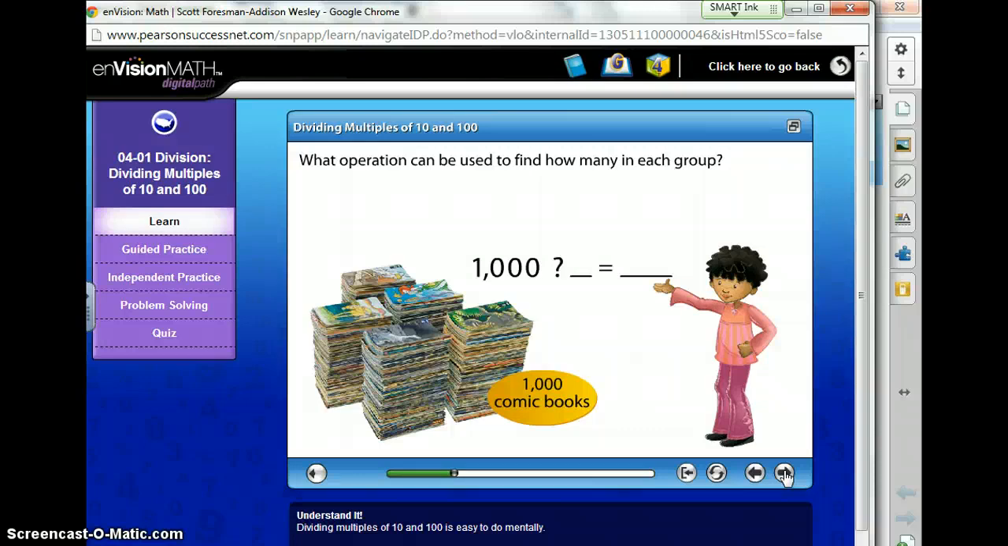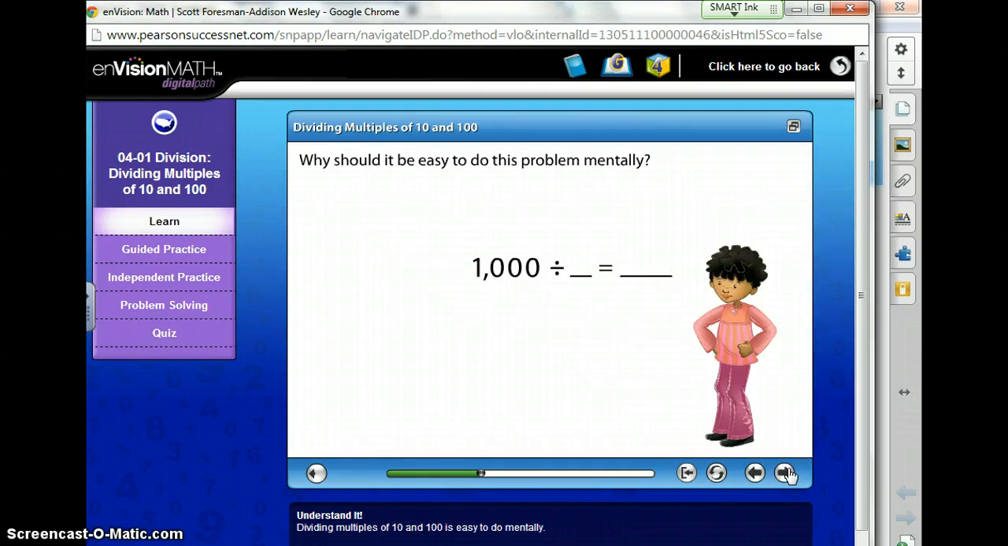Division. If we're separating into equal groups, like I did last week with the M&Ms, I gave each of you this. That's called dividing. So, if we want to take that 1,000 comic books and divide it by 5 equal kids, we can do this mentally, in our heads.